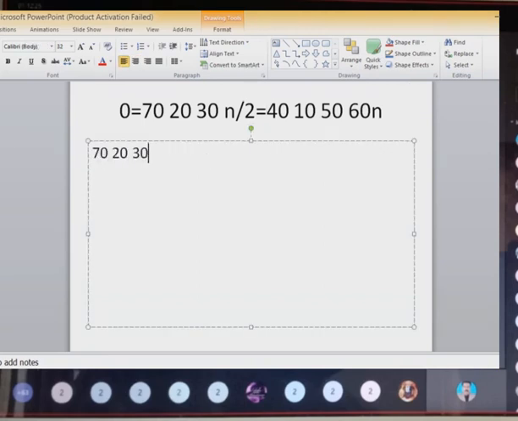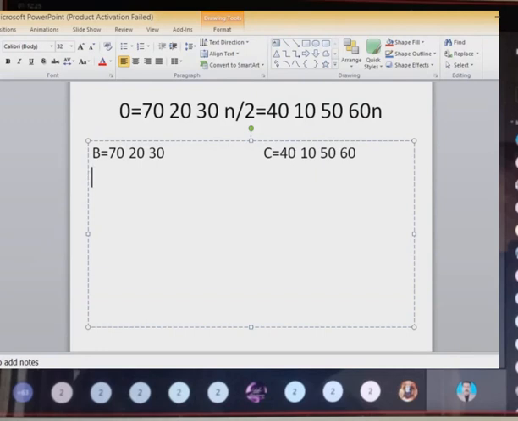70, 20, 30 as the B array. Okay, this is the B array. Next, the C array is 40, 10, 50 and 60. Okay. This is C.